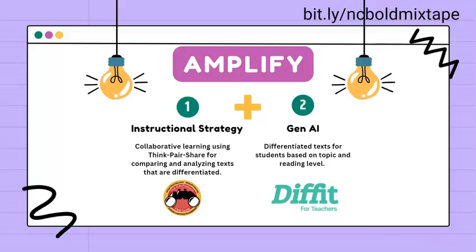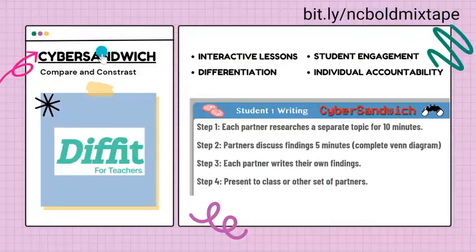Okay, so to get started with this one, you can see each partner researches a separate topic for 10 minutes. In this case, I'm going to give you a specific article, one on matrilineal society and one on patriarchy. Okay, so because we're going to be comparing, each partner will read their article and then they will discuss. So you can research for about 10 minutes and then partners will discuss their findings, completing a Venn diagram.